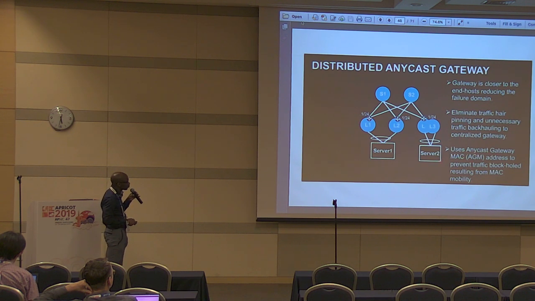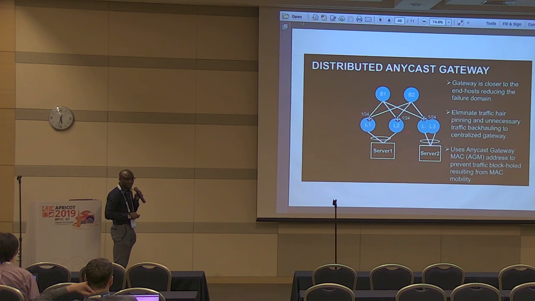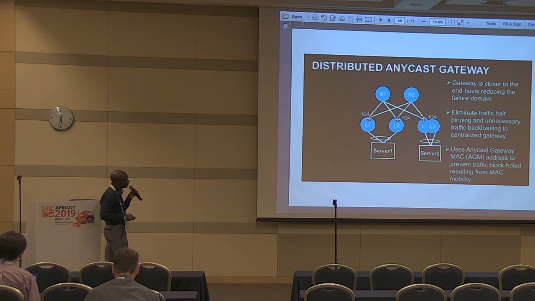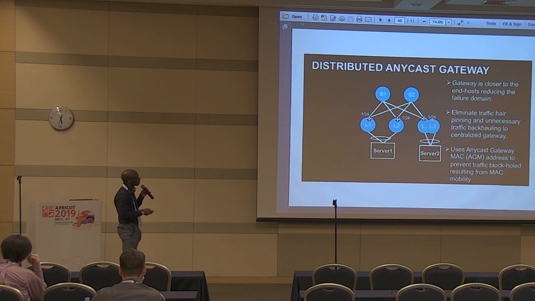Because remember, if your VM moves from here to here, on that VM, it's got the gateway IP address as well as the MAC address of the gateway. If that MAC address changes from one leaf to another, then you're going to have a traffic black hole. So to avoid that traffic black hole, as part of the distributed Anycast gateway, you need to have what is called the Anycast gateway MAC address, which is basically configuring the same MAC address across your leaf devices.